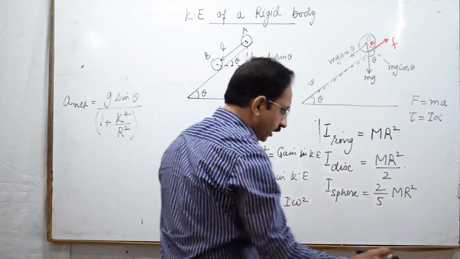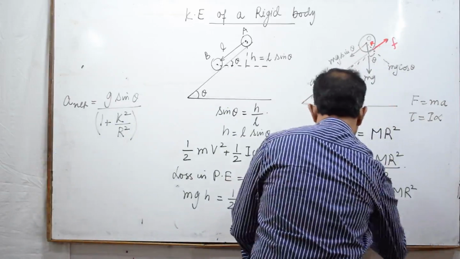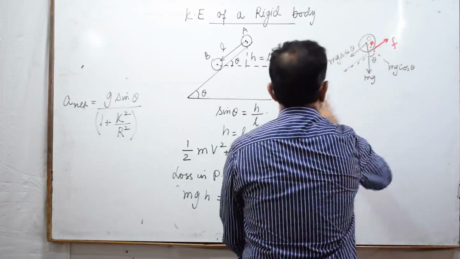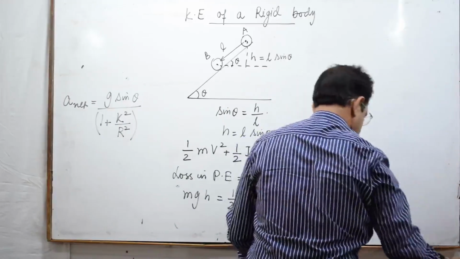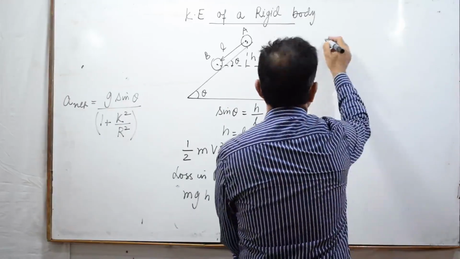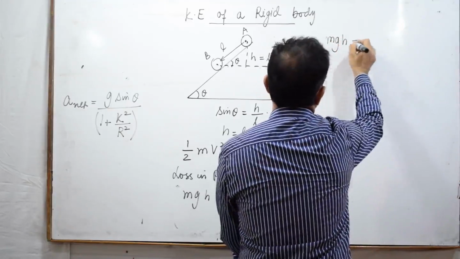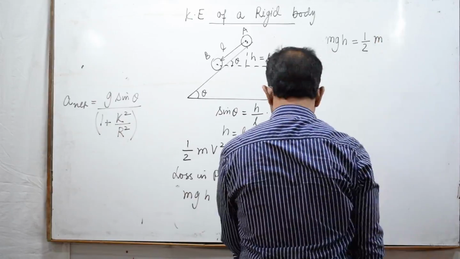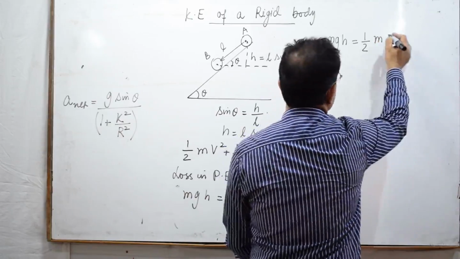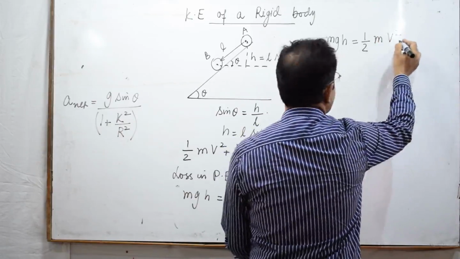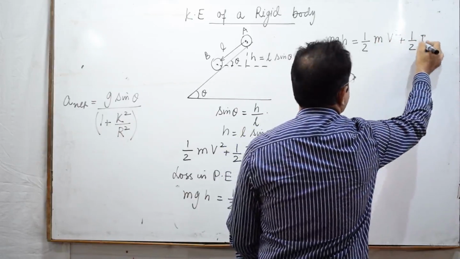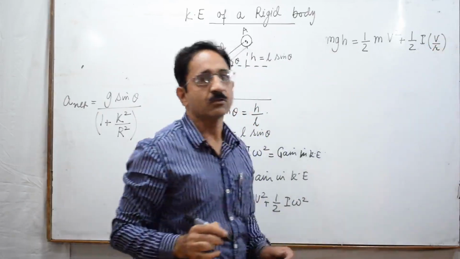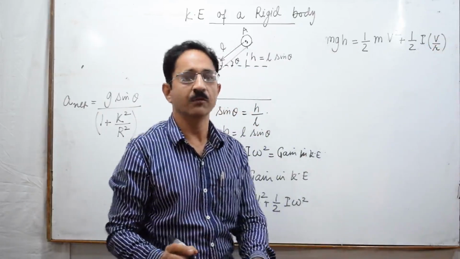And this expression we will simplify a little. So what is now mgh? mgh is equal to 1 by 2 m v square plus 1 by 2 I. Can I write in place of omega v by r? Yes. You remember v is equal to r omega, so omega becomes equal to v by r.